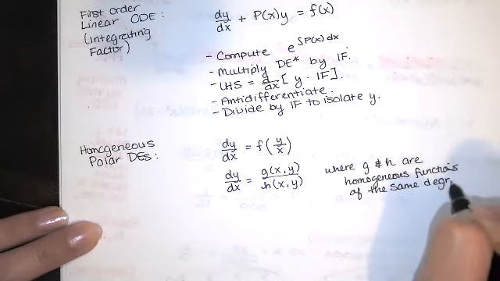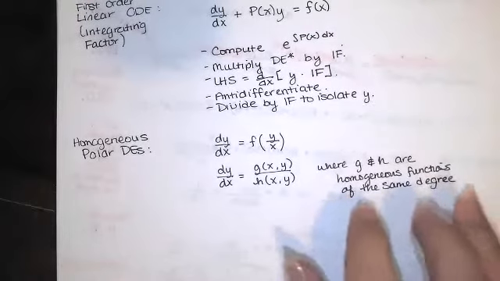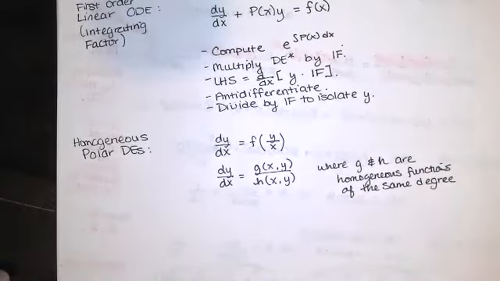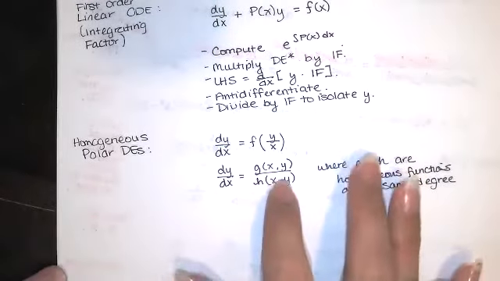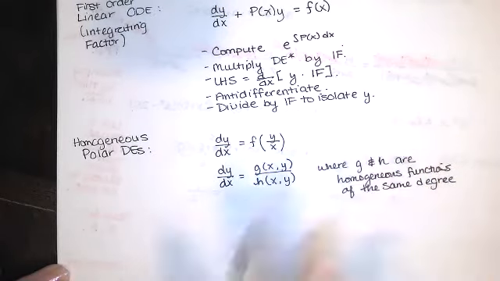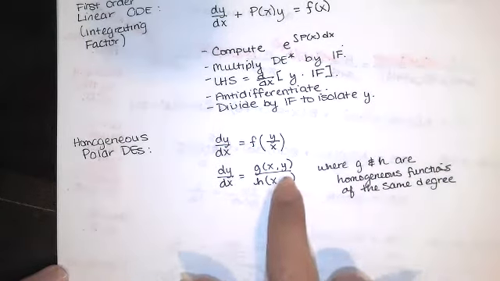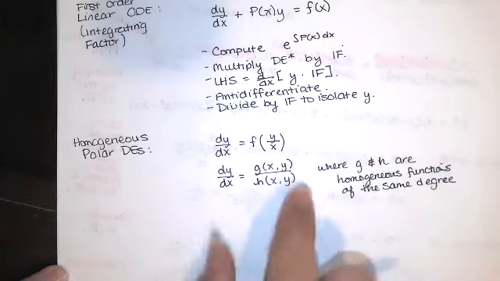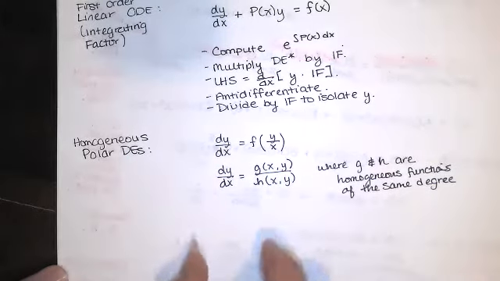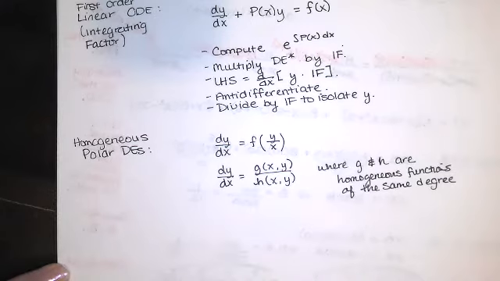Sometimes I hear people call this order rather than degree. If these are homogeneous functions of the same degree or the same order, then this quotient can be rewritten as a function of y over x only, or x over y, which is just the reciprocal of that. If we're in this category or this category, and this one is equivalent to this and vice versa, then the differential equation is homogeneous polar.